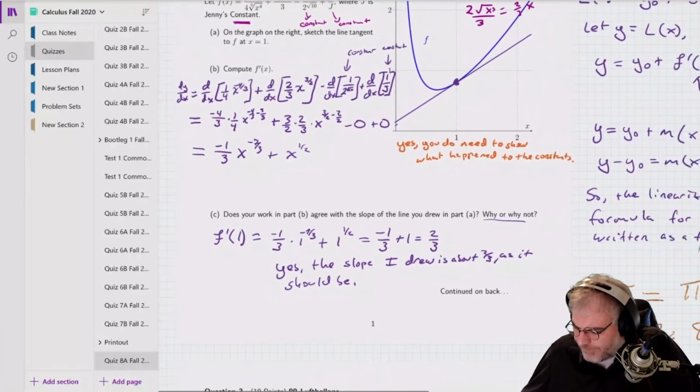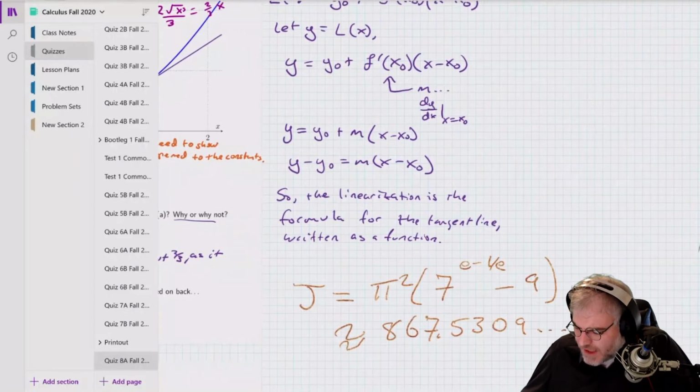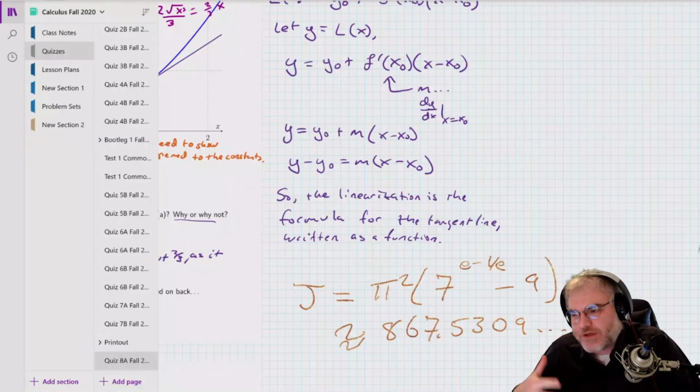All right. By the way, Jenny's constant is J equals pi squared, blah, blah, blah, blah, blah. This is what it works out to be as the decimal expansion, hence Jenny's constant. Some graduate student got bored.